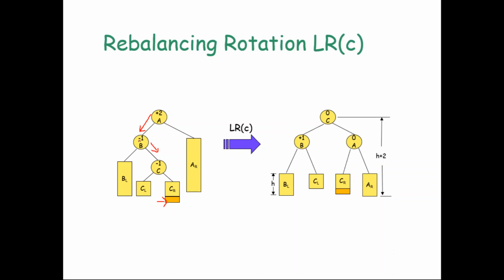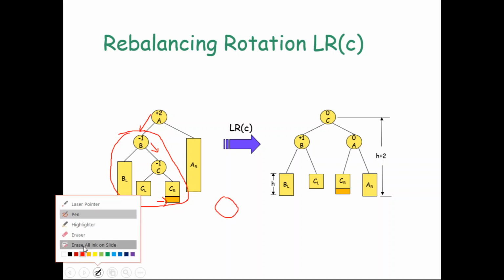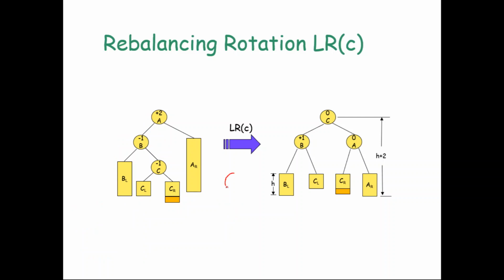In the sense, B will go down and C will become the root of this particular subtree. After performing the left rotation, it will be something like this. A will be the root, there is no change in the root of the tree. But C will become the root of the left subtree.